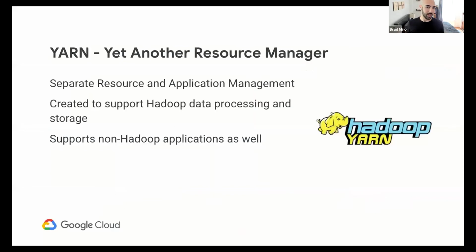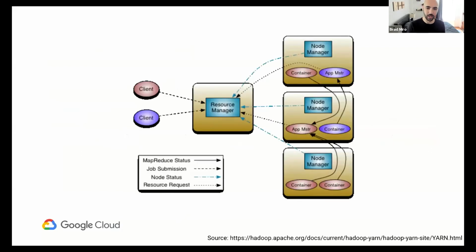Okay, but the talk is about Dask Yarn, so let's start to introduce that. So Yarn stands for yet another resource manager. As mentioned in the previous slide, it was introduced in 2012, so it's just around 9 years old now. The big breakthrough with it was the ability to actually separate your resource and application management. It was created to support, again, the Hadoop data processing and storage systems, but it's used for non-Hadoop applications as well for tools such as Dask Yarn.